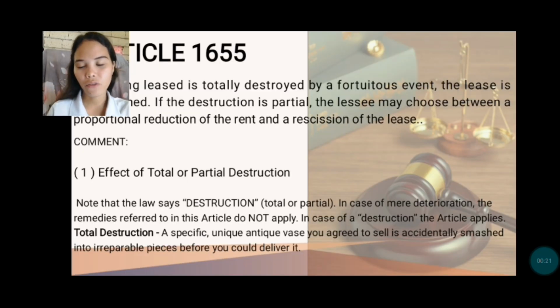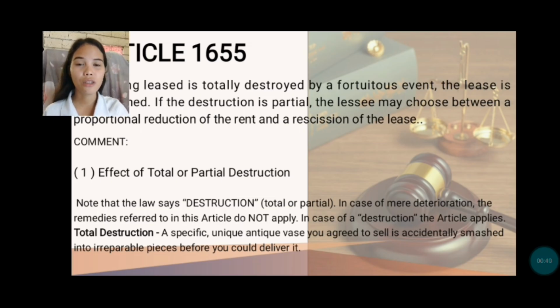Article 1655: if the thing leased is totally destroyed by a fortuitous event, the lease is extinguished. If the destruction is partial, the lessee may choose between a proportional reduction of the rent and a rescission of the lease. Comment 1. Effect of a total or partial destruction.